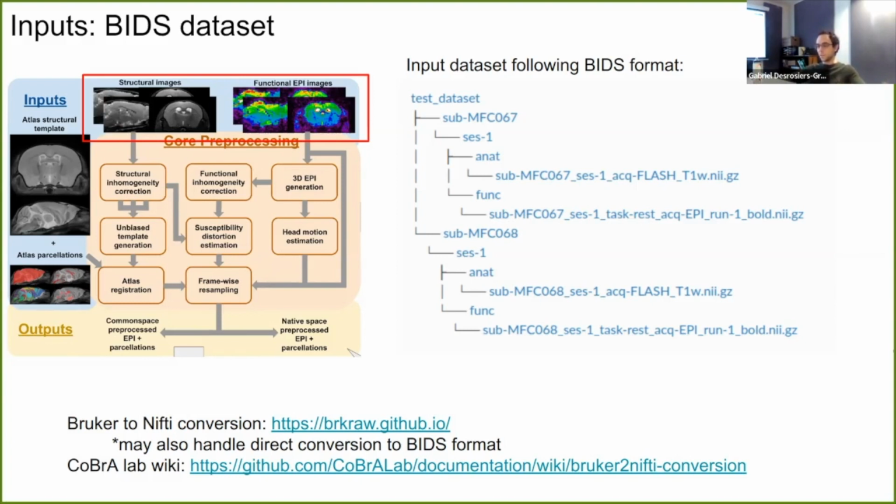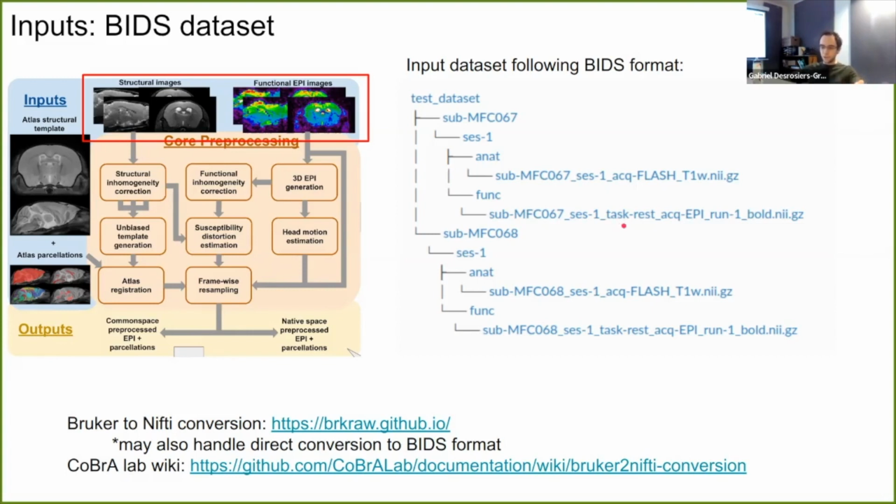But overall, giving you an example here, it's a nested folder structure that looks like this, where within your overall data set, you will have a subfolder for each subject, followed by a subfolder for each session, and then one for anatomical and functional scans, followed by the NIfTI files that have the proper naming convention.